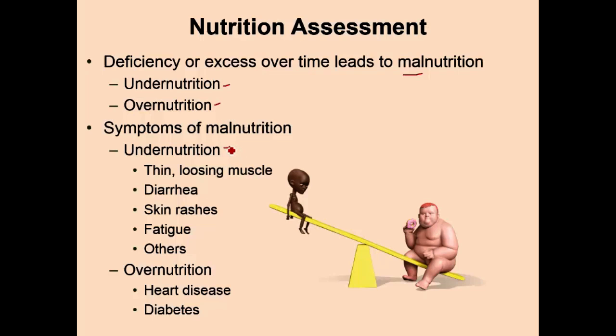So what are some of the symptoms of undernutrition? With undernutrition, the person can be very thin, they're losing muscle mass, and they can experience things like diarrhea, skin rashes, fatigue, bleeding gums, hair loss, and nail brittleness. So there are a lot of symptoms that can go on with undernutrition. However, one needs to be careful because these symptoms can also be due to other conditions. With overnutrition, we can see conditions such as heart disease and diabetes.